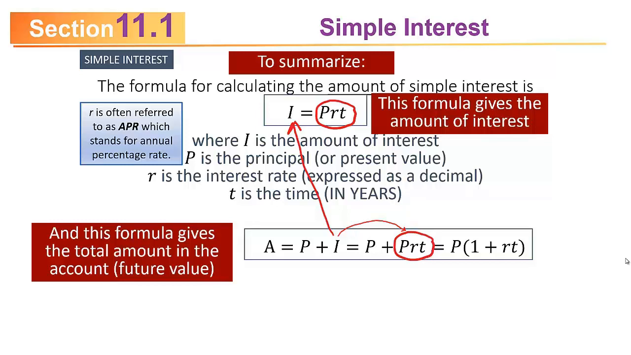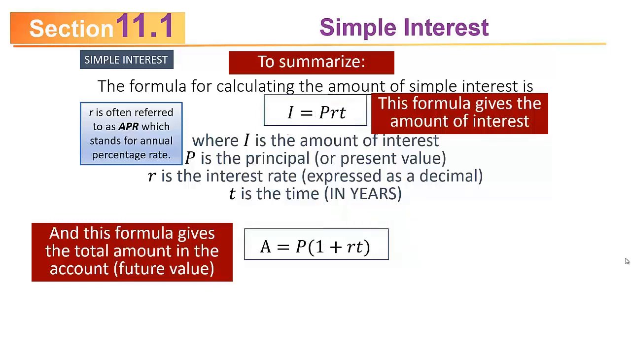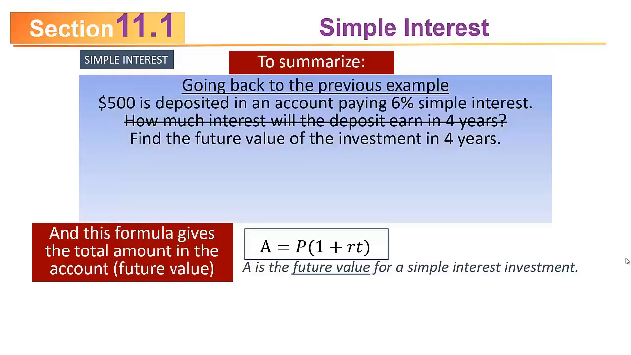That's really the easiest way to write this. If I get out the clutter in the middle, I get a formula for future value for simple interest, and it's capital A is equal to capital P times the sum of 1 plus RT. That formula will take you directly to the amount in the account without calculating the amount of interest first. You can always calculate the amount of interest first and then add it back to the principal, but if you're only interested in how much is in the account, this is a little faster. That capital A again is called the future value for a simple interest investment.